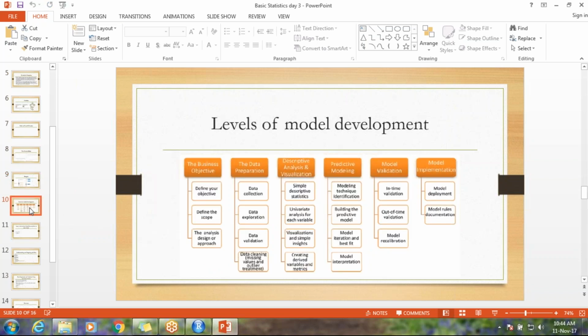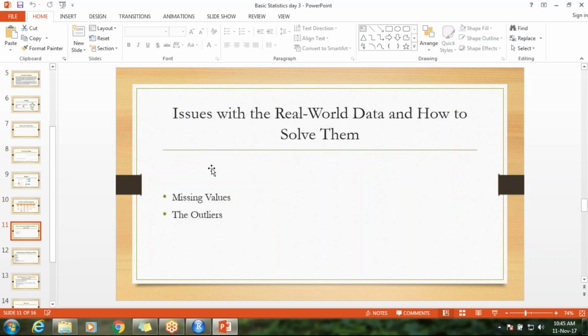So let us move on. This is something I will be talking about soon: these are the levels that we have in model development. Firstly, we are going through some exploratory things and trying to understand how my data should be and how I can treat and understand my changing values. When it comes to real world data, the two major challenges that we have are missing values and outliers. These are the two major problems.